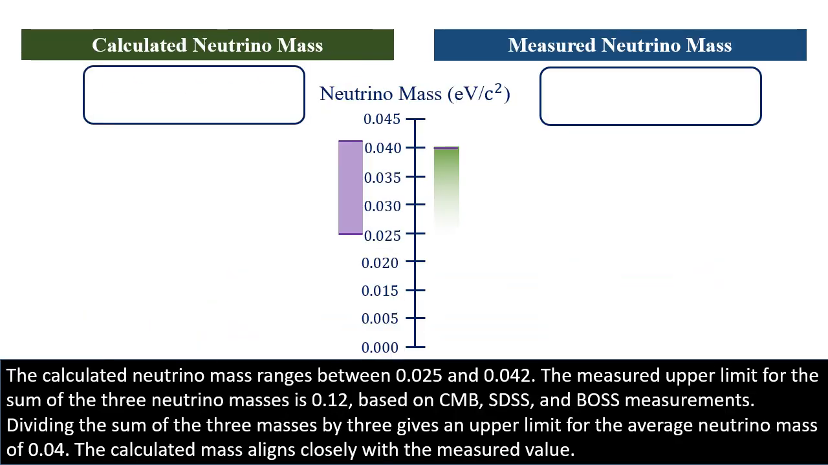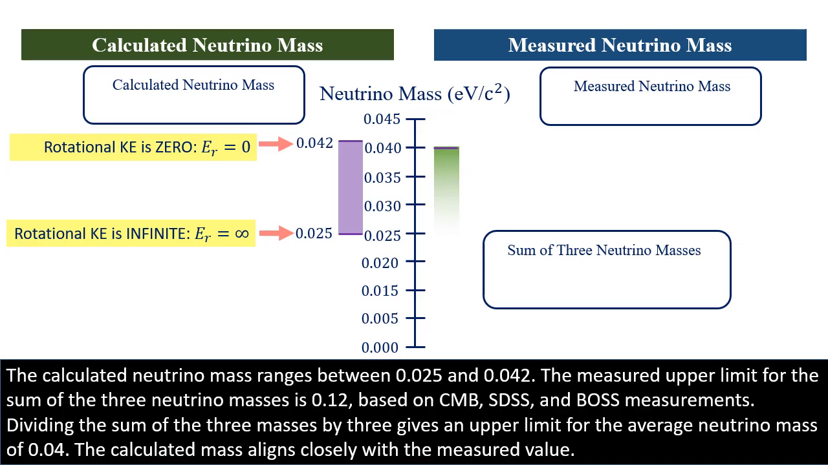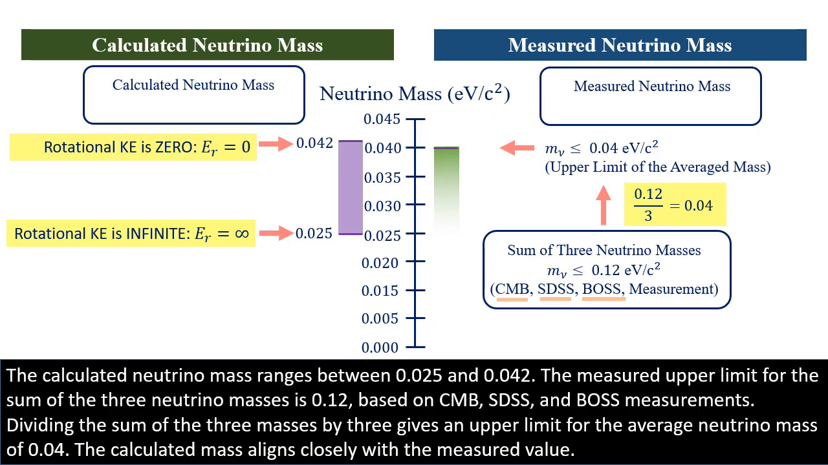The calculated neutrino mass ranges between 0.025 and 0.042. The measured upper limit for the sum of the three neutrino masses is 0.12, based on CMB, SDSS, and BOSS measurements. Dividing the sum of the three masses by 3 gives an upper limit for the average neutrino mass of 0.04. The calculated mass aligns closely with the measured value.